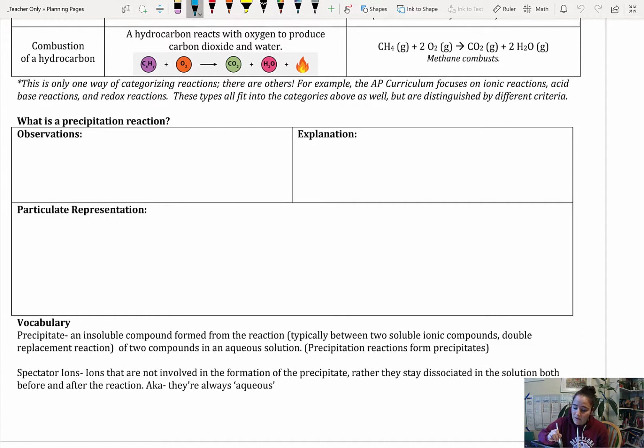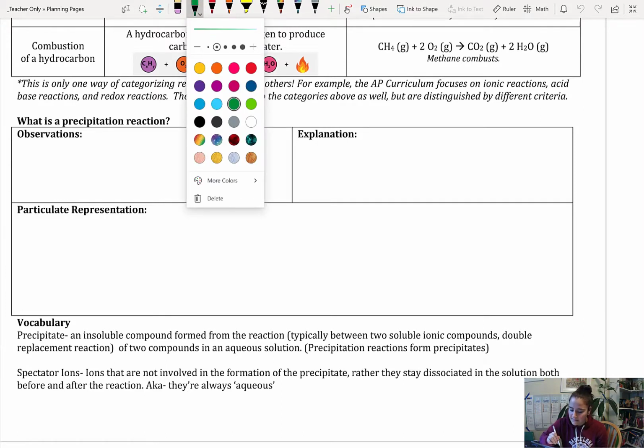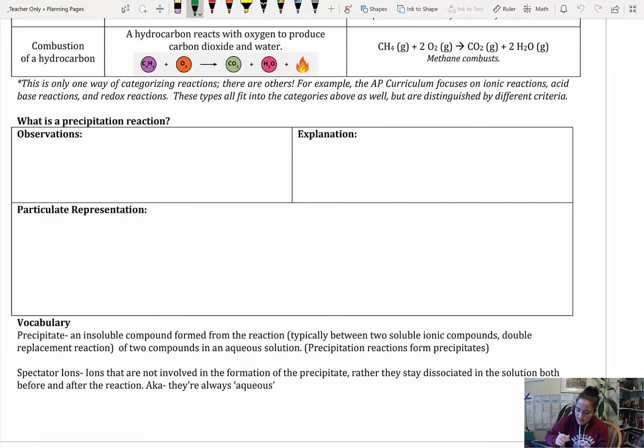Okay, so what you saw in that demonstration was iron nitrate. I'm going to go ahead and write it down here in the big box. We had iron nitrate, which is Fe(NO3)3, it was iron 3 nitrate.